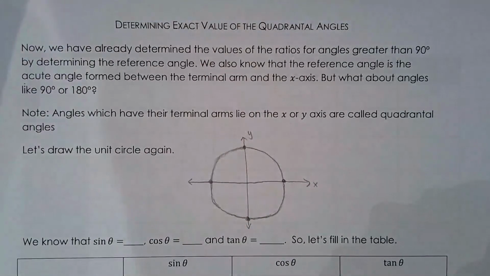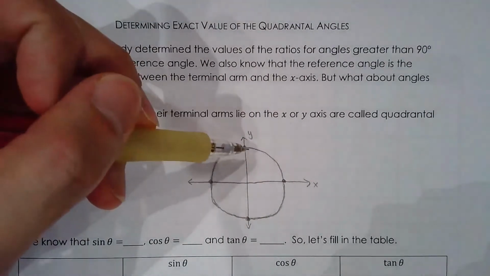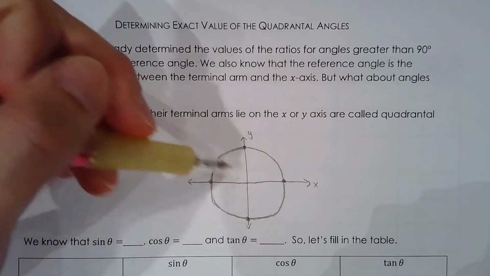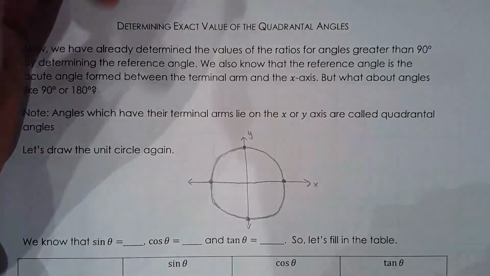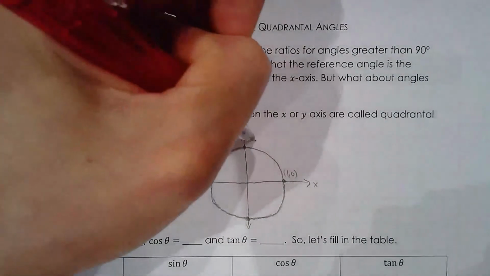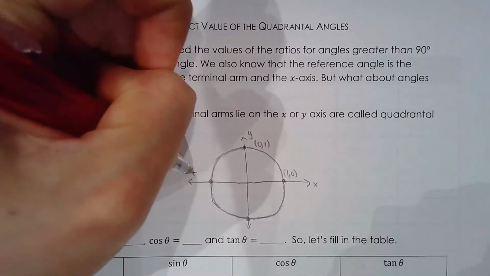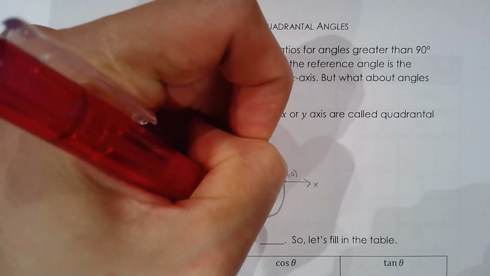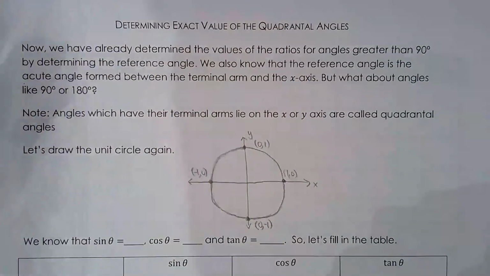Now, because it's a unit circle, I'm going to write the coordinates of the x and y intercepts of the unit circle. So here we're looking at 1, 0. This is 0, 1, negative 1, 0. And lastly, we have 0, negative 1.